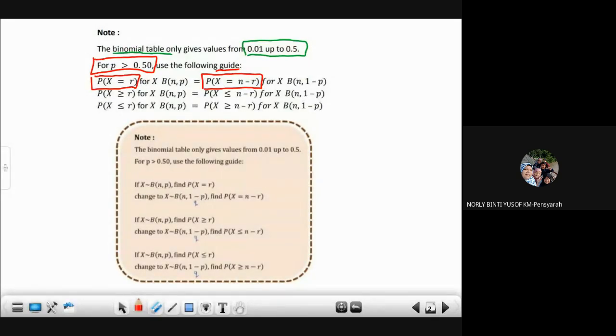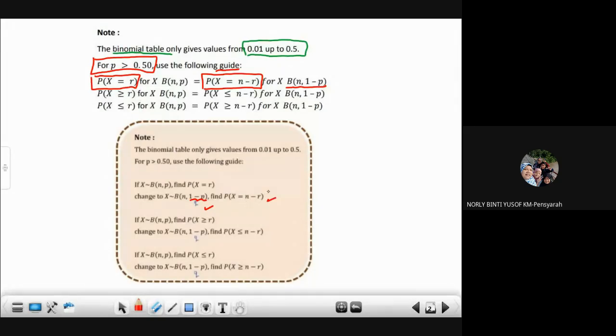Dan you punya discrete pun you akan ubah. You akan ambil, sebabkan P tu lebih besar daripada 0.5, so you akan ambil 1 minus P, iaitu non-success lah. So you akan tukar jadi ini. So inilah maksudnya. Okay, for the discrete for X binomial and P, dan discrete yang dia nak cari adalah equivalent to R, dia akan change to X discrete binomial dan dia akan ubah ni jadi Q. Dan dia akan cari ini samalah dengan you punya N tolak R.